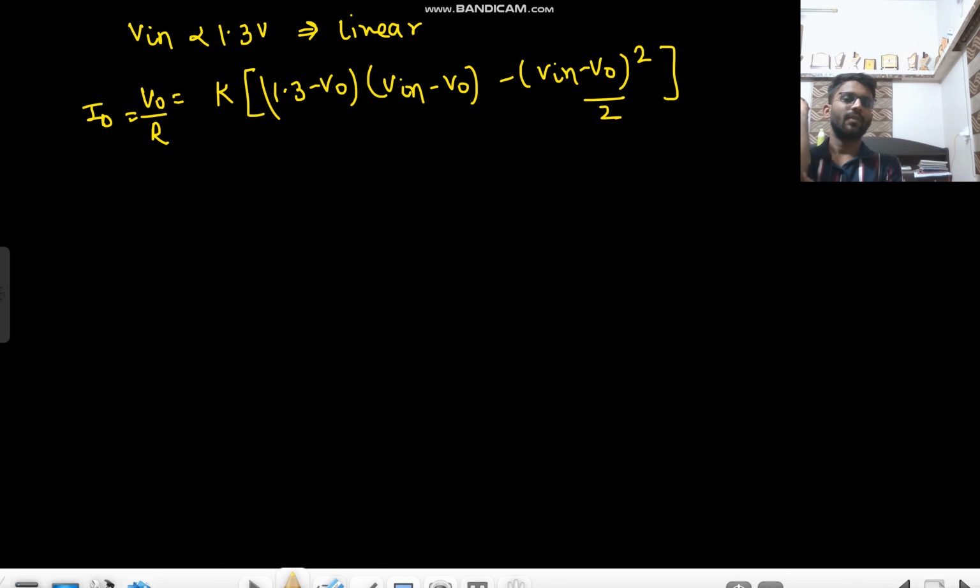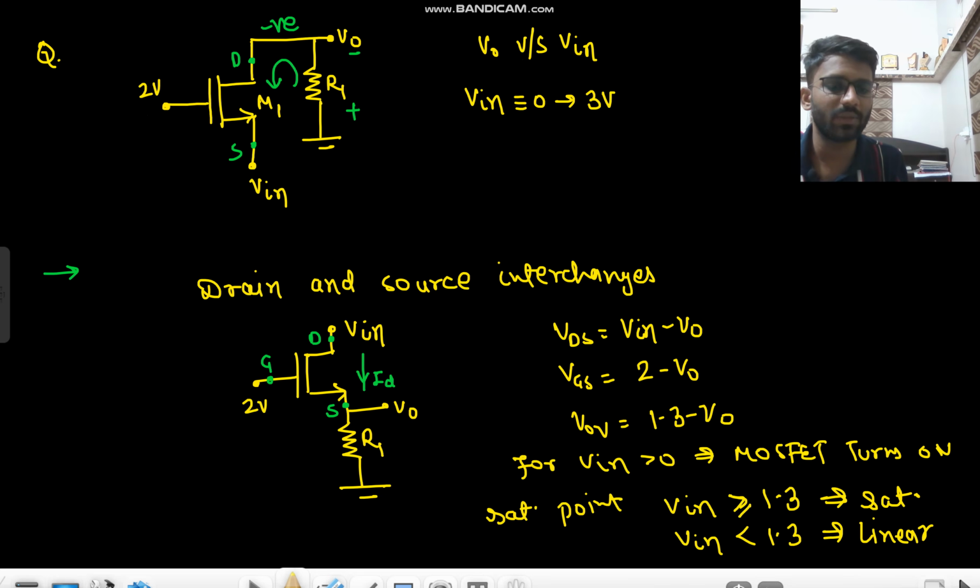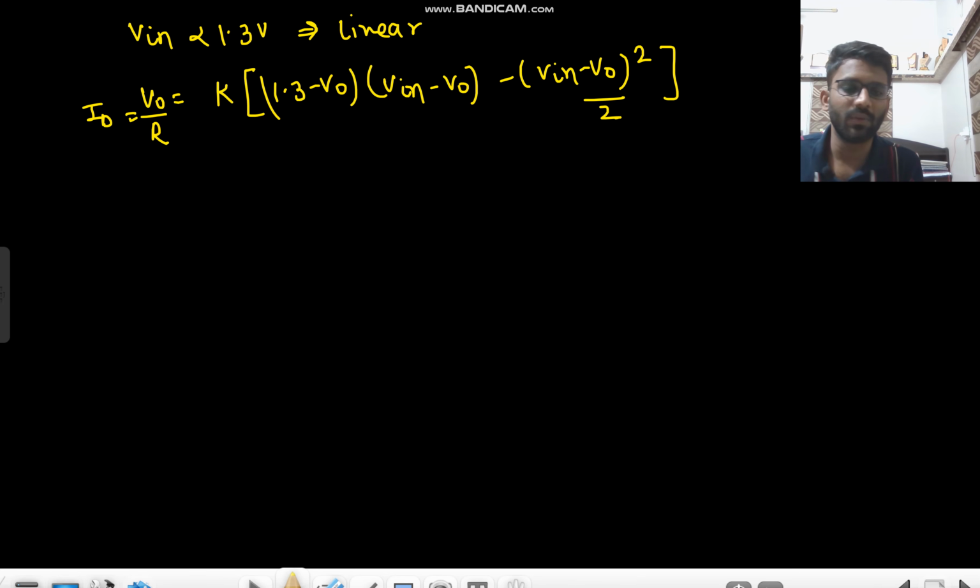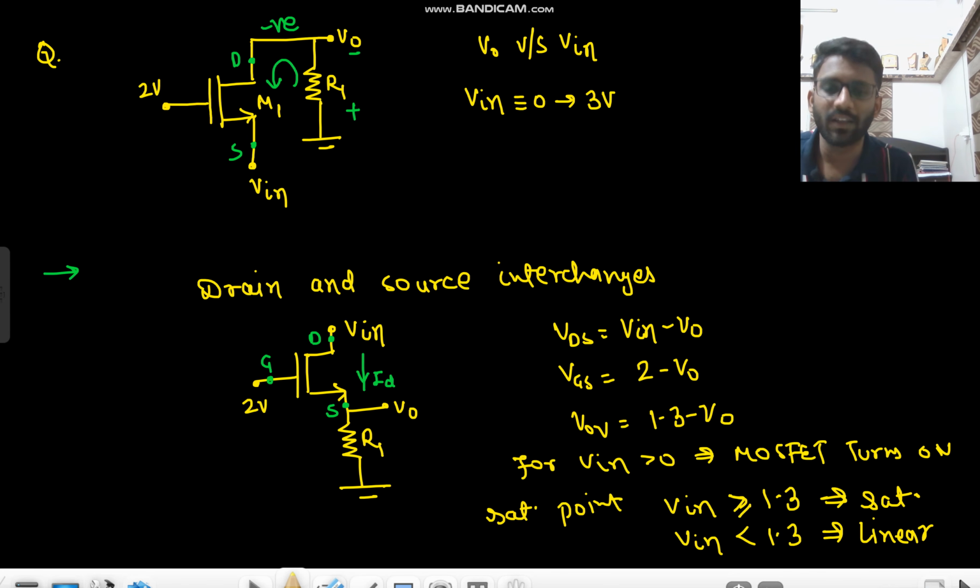So basically your Vo is dependent on the Vin. You don't need to draw the curve from this equation, because you can't really draw the curve from it. You just need to think: if Vin increases, your VDS will increase, because Vin is always greater than Vo. If drain voltage increases, the current will increase.